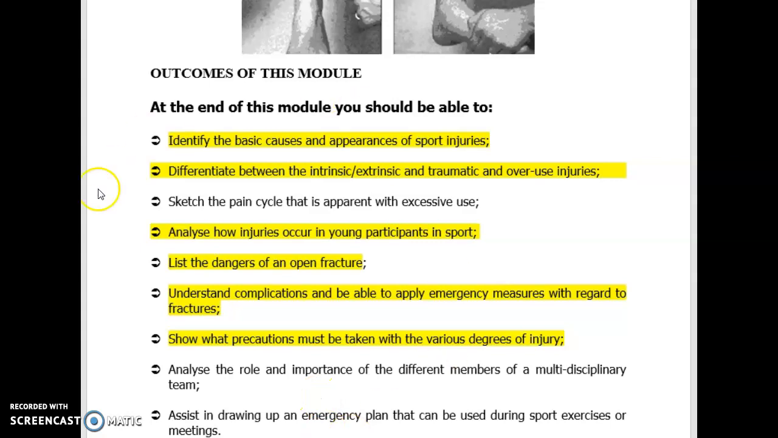Welcome to Sports Science. Today we're going to learn to identify the basic causes and appearance of sports injuries.